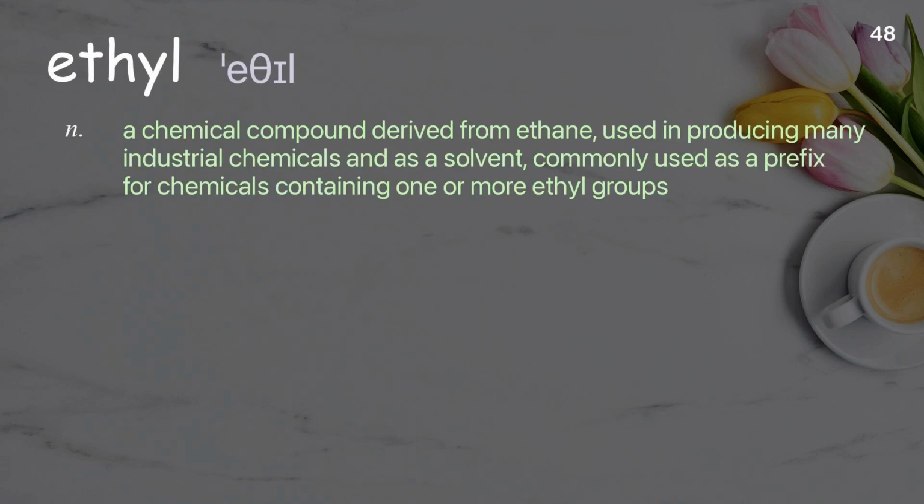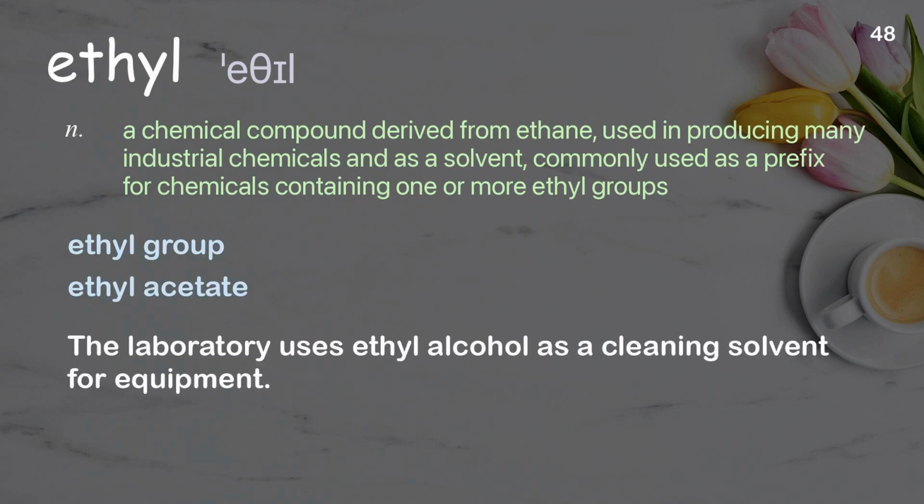Ethyl. A chemical compound derived from ethane, used in producing many industrial chemicals and as a solvent, commonly used as a prefix for chemicals containing one or more ethyl groups. Examples: Ethyl group. Ethyl acetate. The laboratory uses ethyl alcohol as a cleaning solvent for equipment.